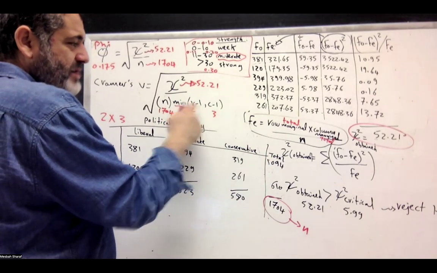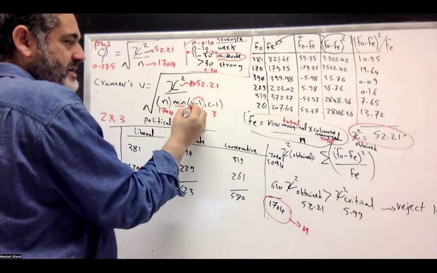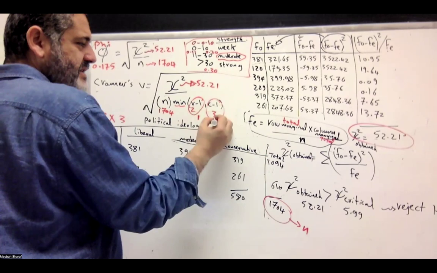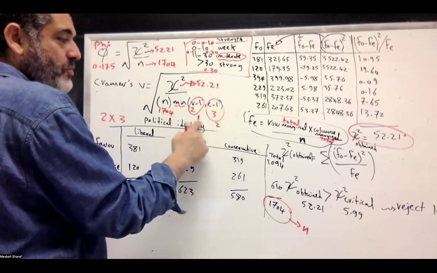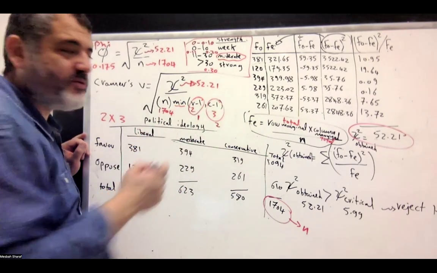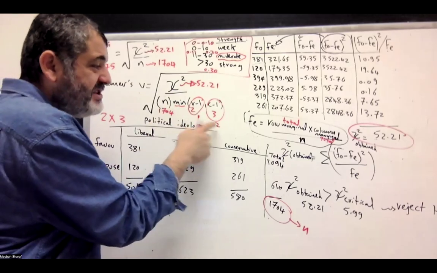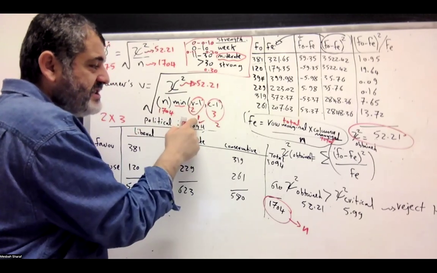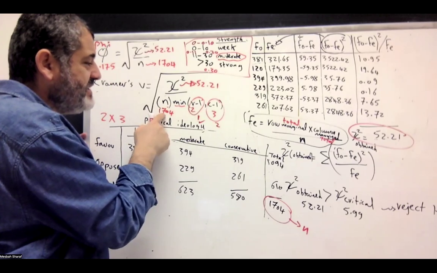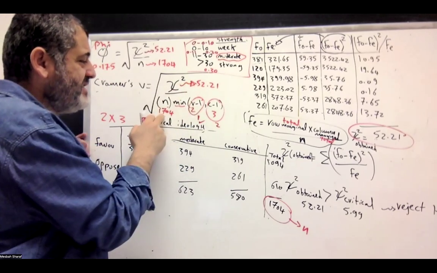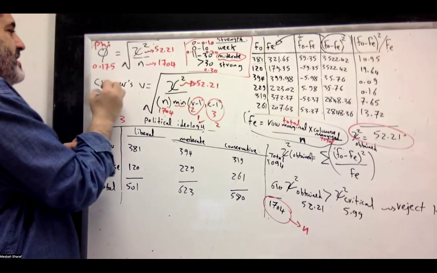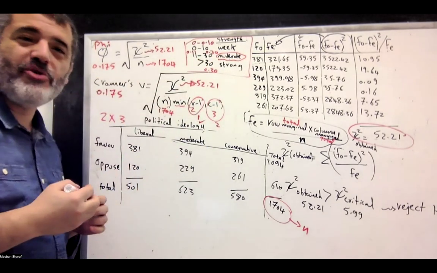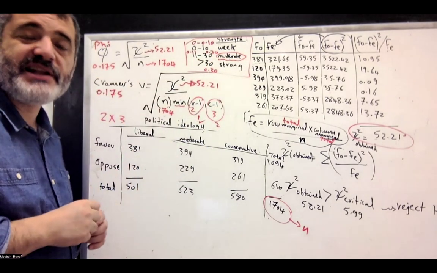Here it is R minus 1, so 2 minus 1 is 1. 3 minus 1 is 2. Which number is the smaller? Of course, 1 is the smaller. So you take the minimum of these two numbers, and I'm going to take the 1 because it is smaller than the 2. So 1 times 1704, you divide 52 by that and take the square root. So Cramer's V is going to be this. Based on Cramer's V, there is also a moderate association between these two nominal variables.